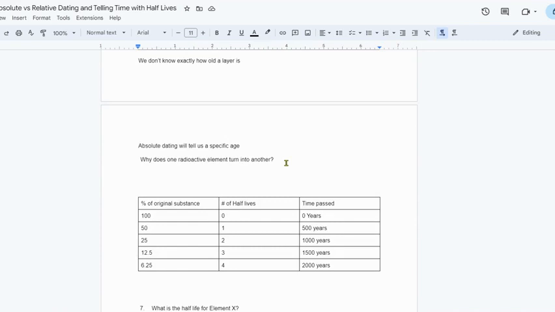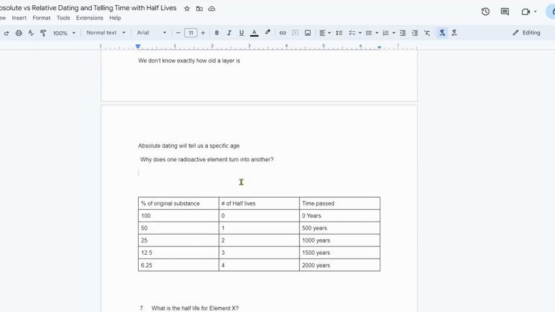Remember, in radioactive decay, one of them is unstable. It has way too many protons next to each other, so it's going to decay. At the start, I have 100% of my original. After one half life, I'm going to have 50%. After two half lives, I have 25%. Three half lives, 12 and a half, and so on and so forth.